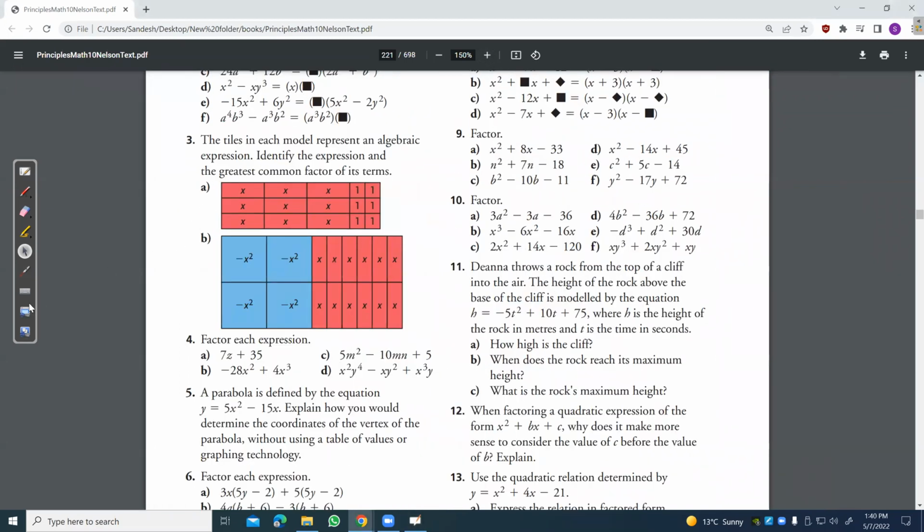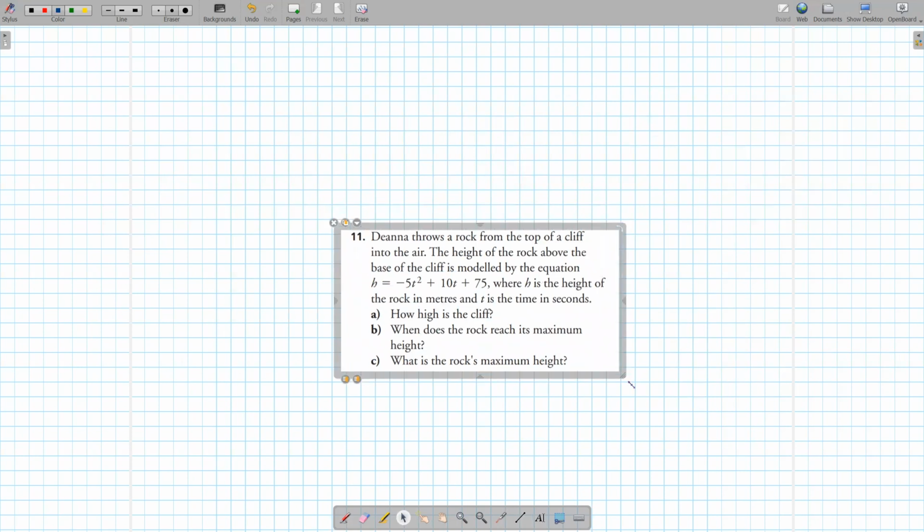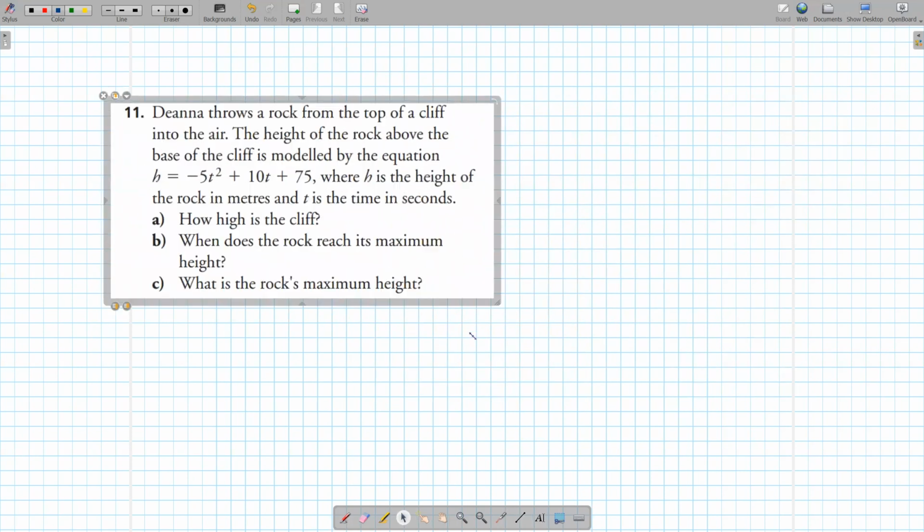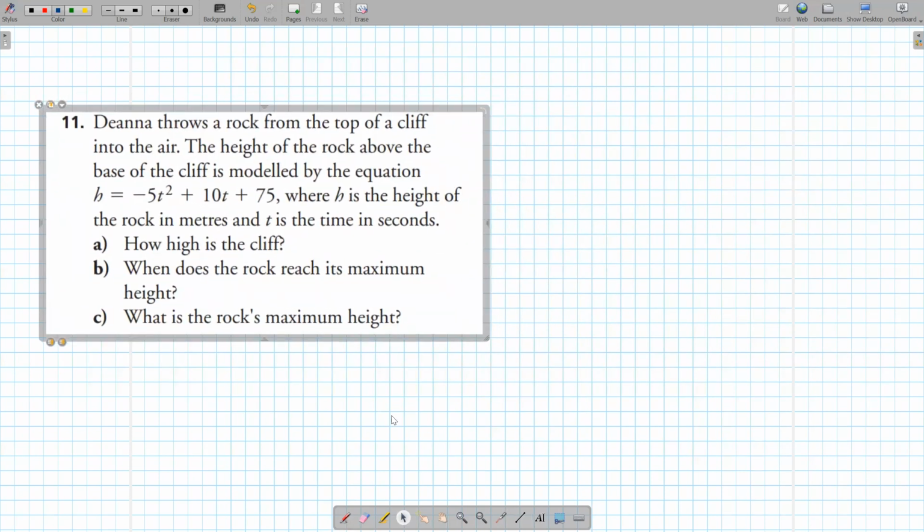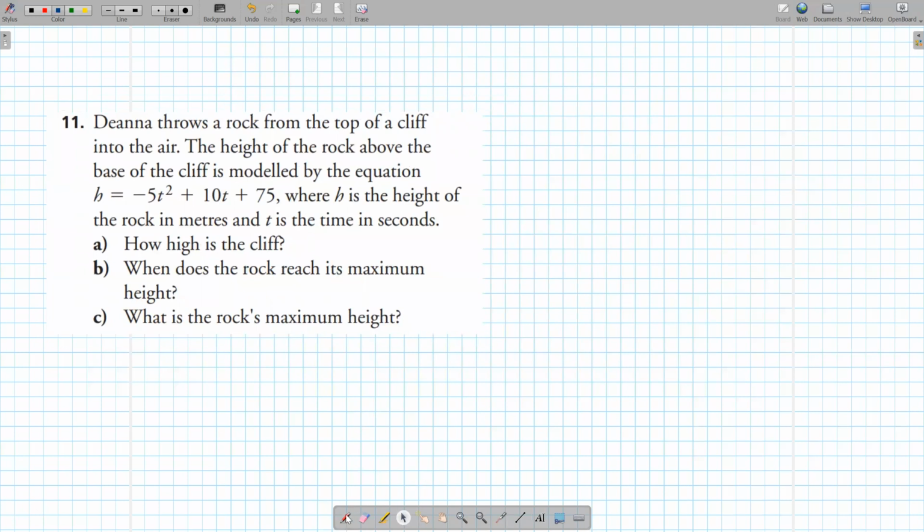Let's try another one. And this time it's not a difference of squares. This time it's a trinomial. It's a very similar question. Let's try this. So we have this expression. Step 1, let's factor this, okay?